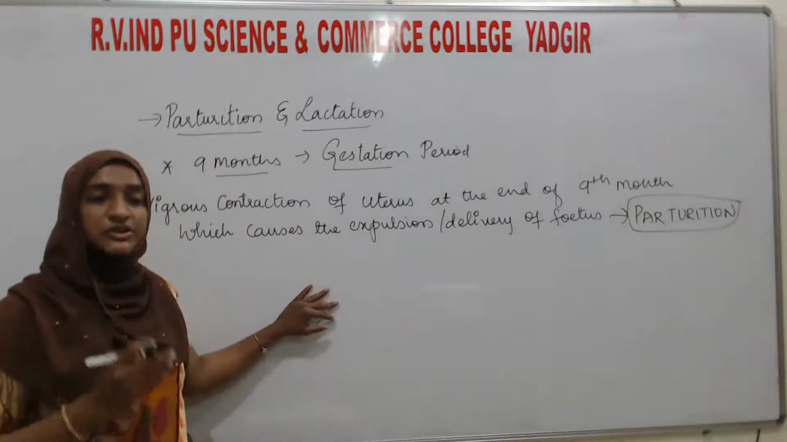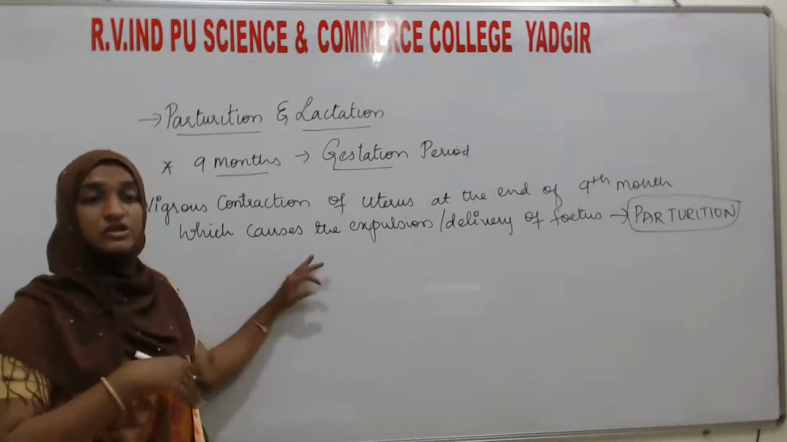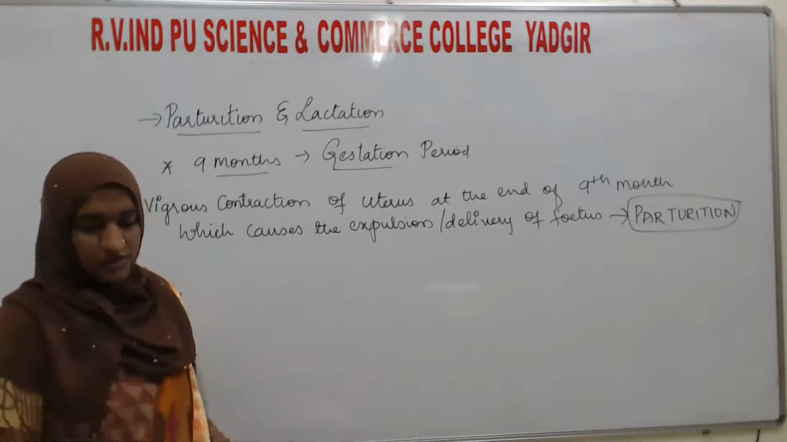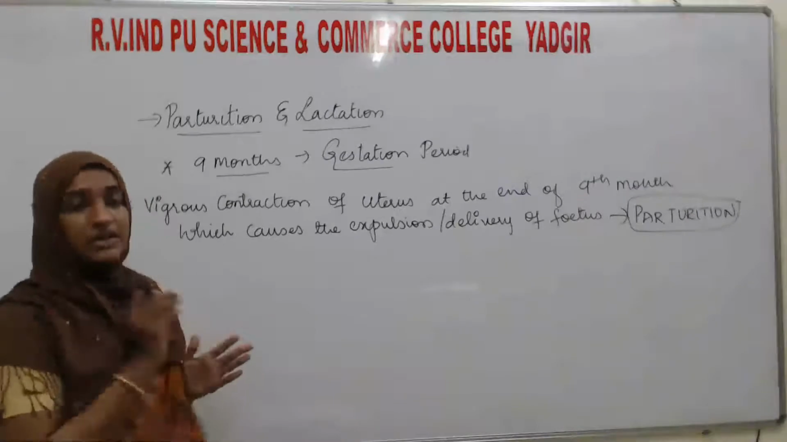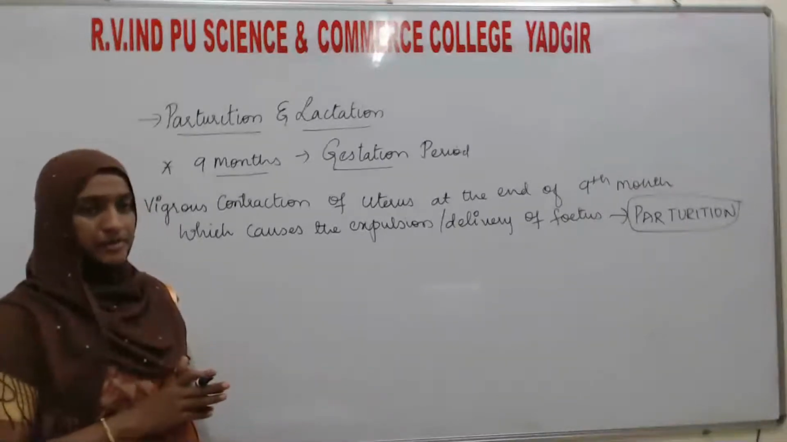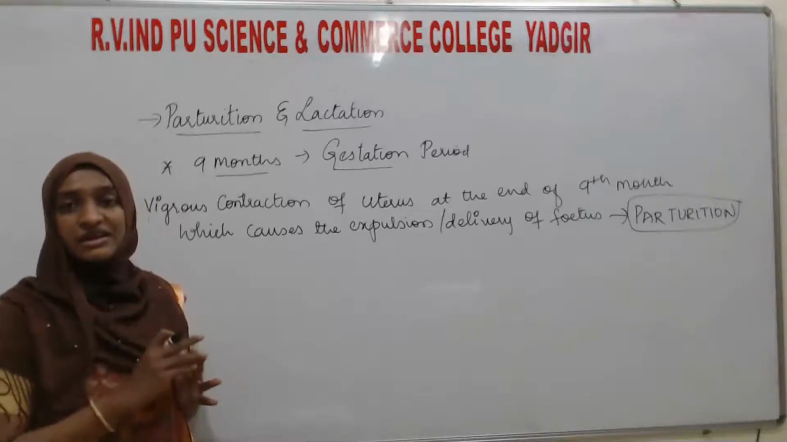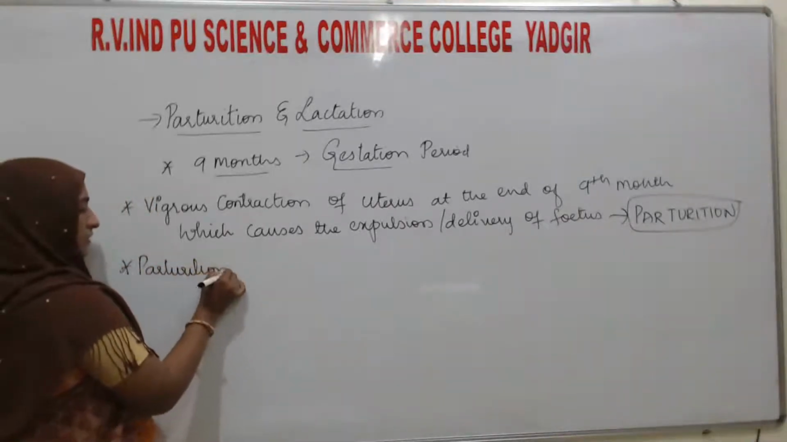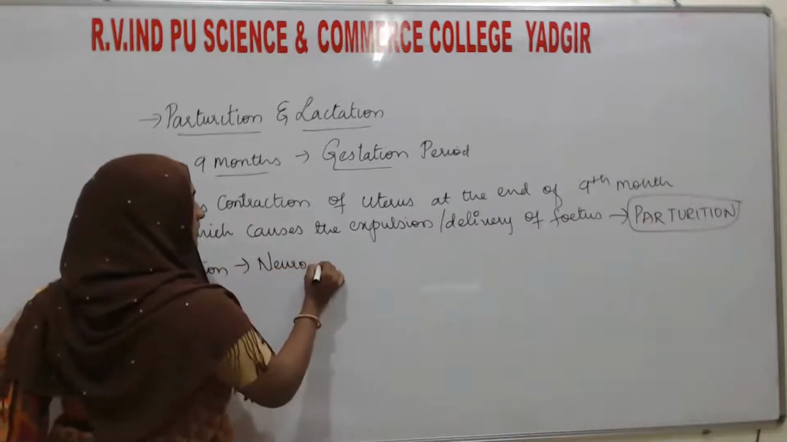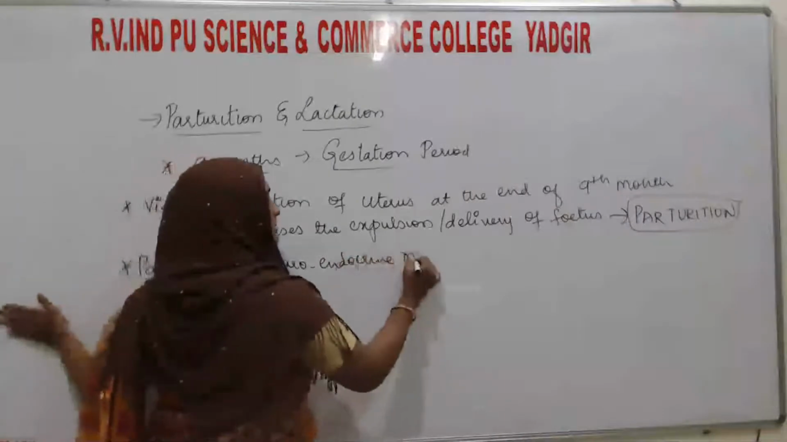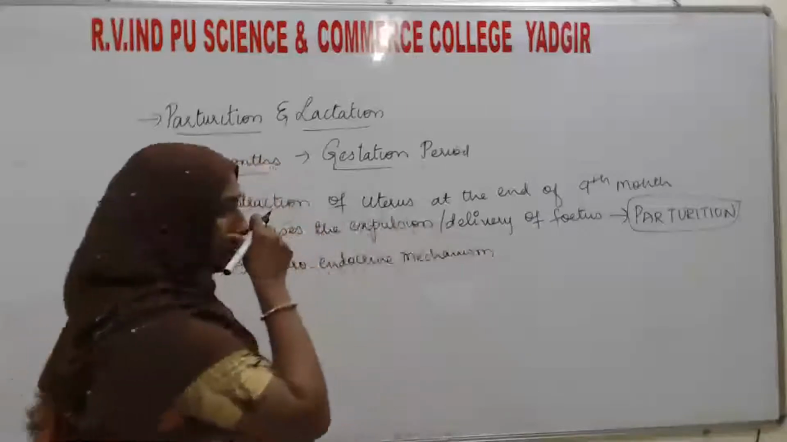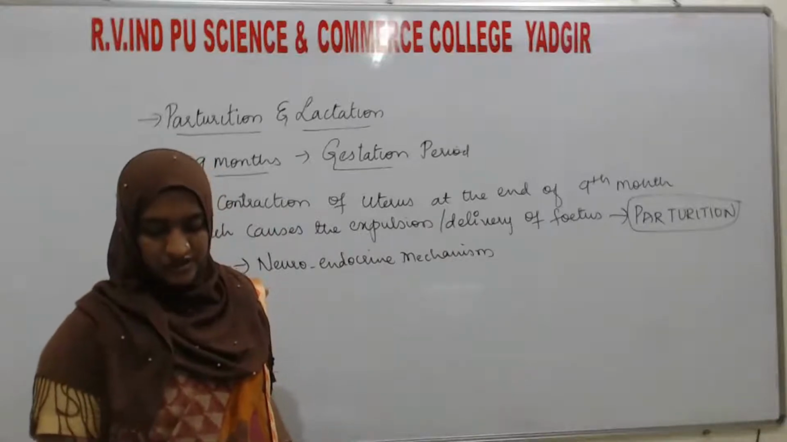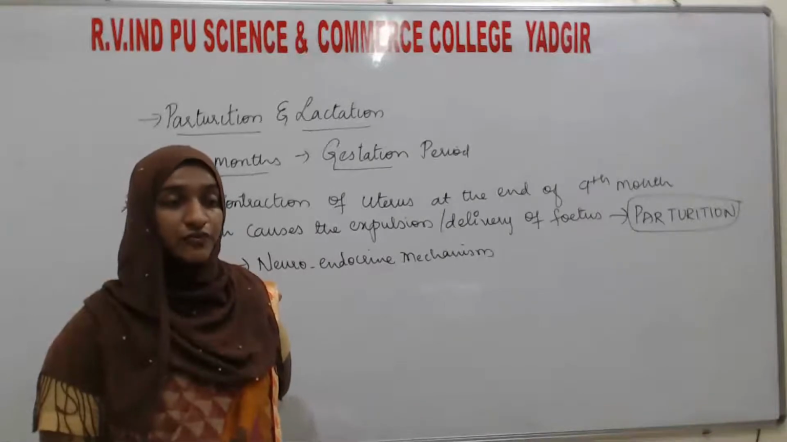Okay, due to the contractions in the uterus, the baby or the fetus is going to expel out through the birth canal. That process is known as parturition. This parturition is a neuroendocrine mechanism, meaning it is associated with the endocrine system as well as with the nervous system. There is an involvement of certain hormones which are released from the nervous system as well as from the endocrine gland. The signals of parturition originate from the fully developed fetus.